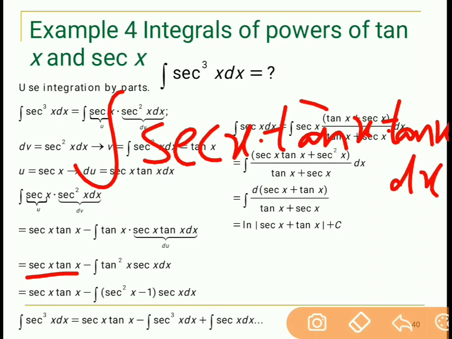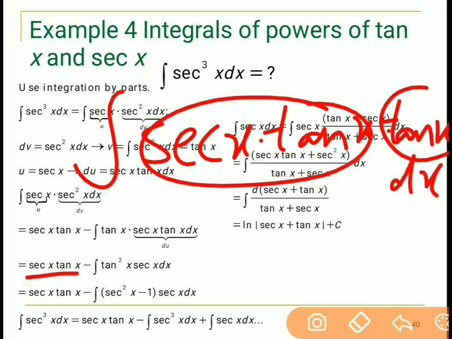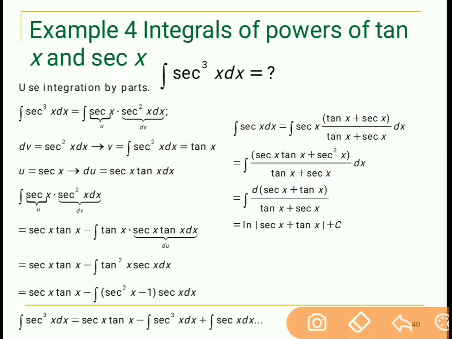In this case, the first function can be considered as sec x into tan x and the second function as tan x. Or we can convert this tan square x as sec square x minus 1. Further, simplifying this equation, we will get integral of sec cube x into dx as sec x into tan x minus integration of sec cube x plus sec x into dx.